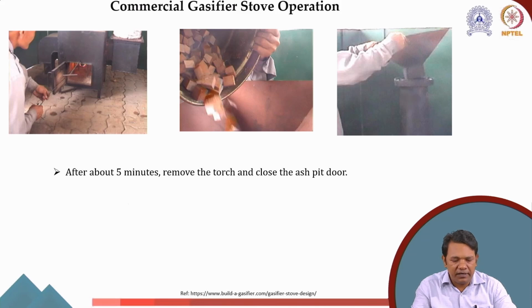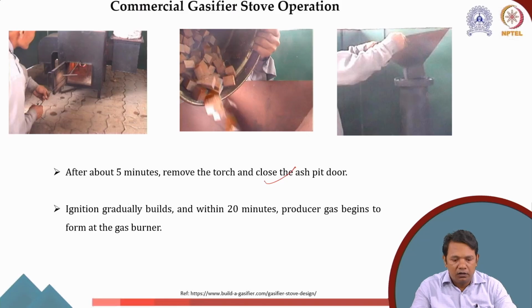After 5 minutes, once you torch the light, you remove the torch and close the ash pit door, because if the ash pit door is open, it will lead to uncontrolled flow of the primary air, and then you may not get the desired producer gas or syngas quality that you want. Once you remove the ignition torch, the ignition will build gradually, and within 20 minutes, you will see the producer gas or syngas start coming out at the gas burner.